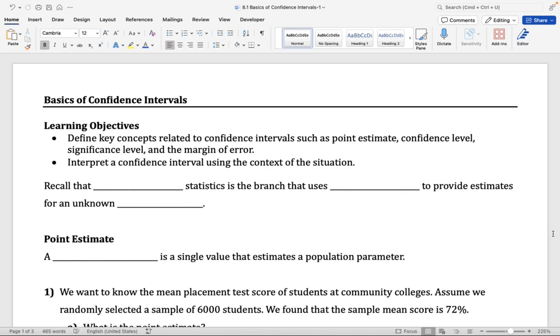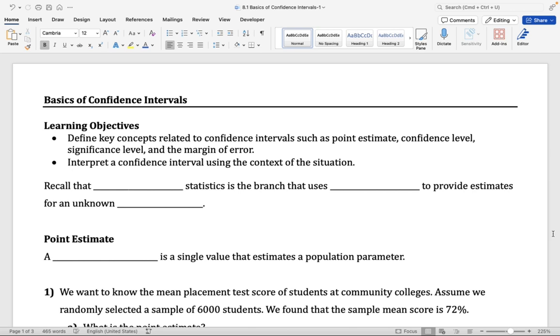Today we're going to be talking about the basics of confidence intervals. We're about to start our journey into inferential statistics, which is the branch of statistics that uses statistics to provide estimates of unknown parameters. We're going to be using confidence intervals to estimate an unknown parameter. For now, we're going to focus on the basics of confidence intervals.